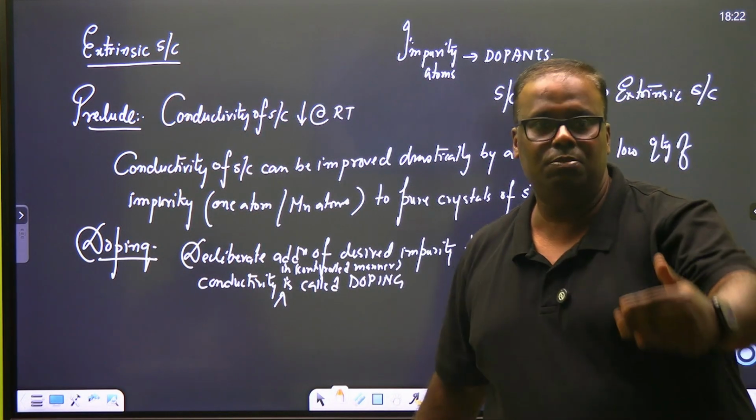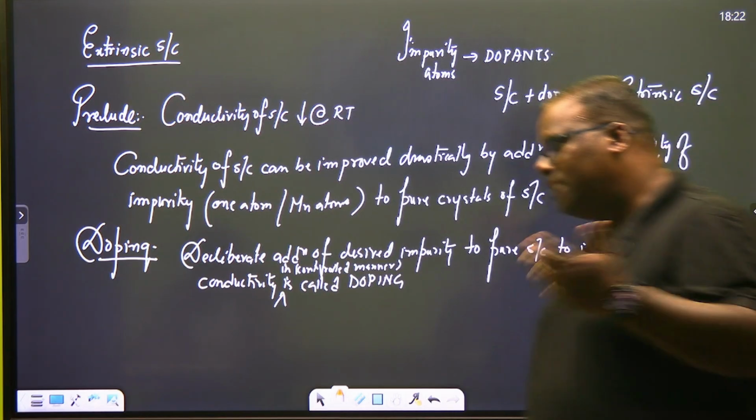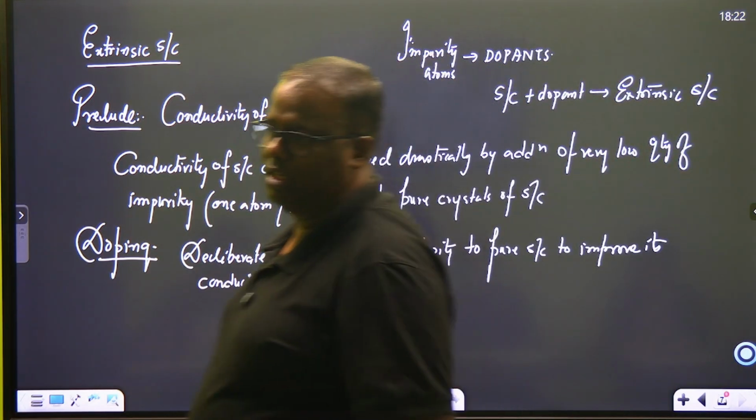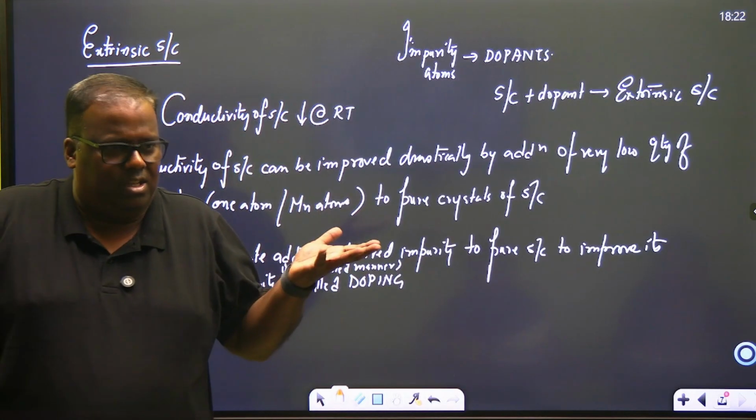An extrinsic semiconductor is a pure semiconductor which has been deliberately doped. In bracket you can write, added with controlled addition of desired impurities in a very small fraction, 1 atom per million, to improve its conductivity property. Then that semiconductor is known as extrinsic. Intrinsic is like very pure, inert type.